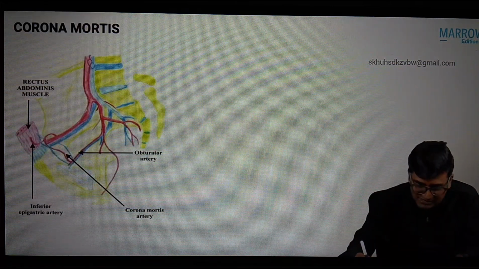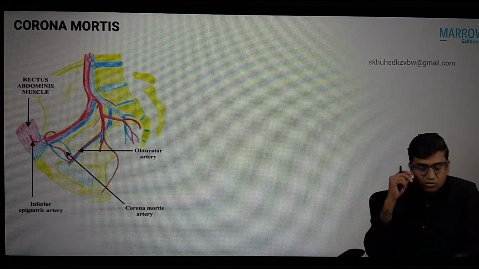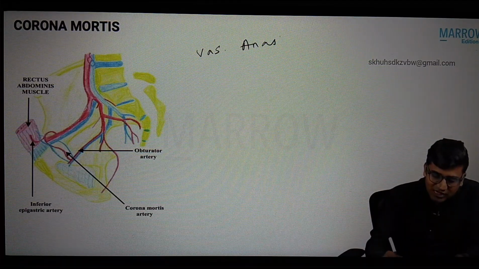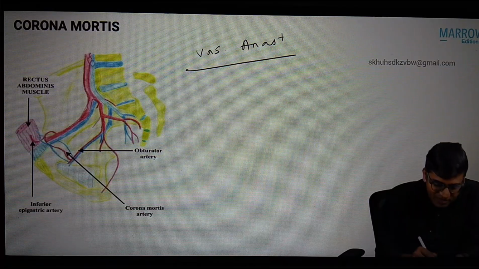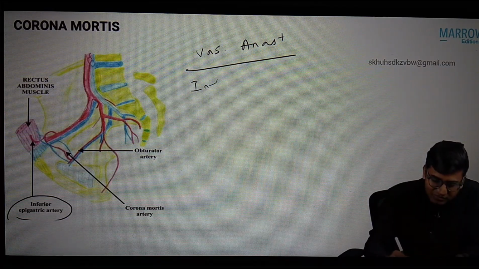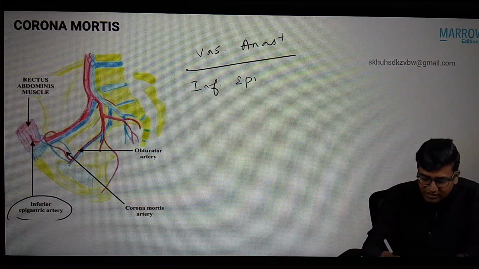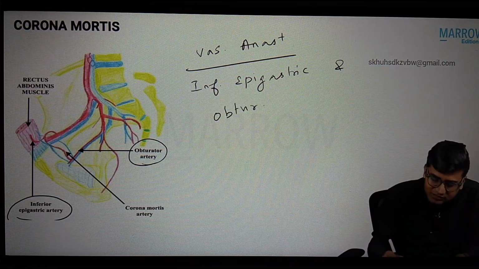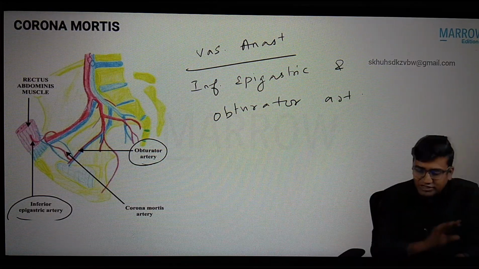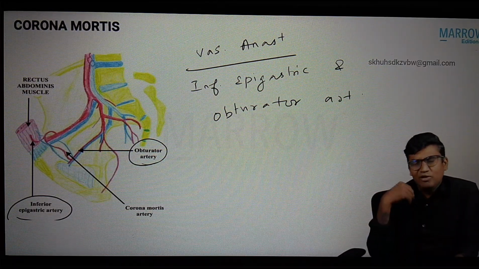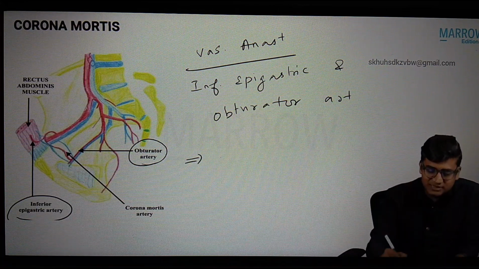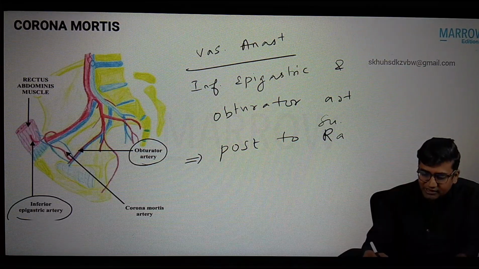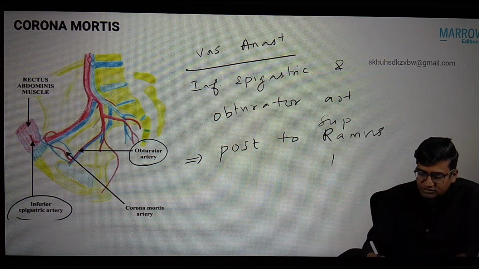Now we have two more applied. That is our corona mortis. Now corona mortis, it is a vascular anastomosis. It is the vascular anastomosis. Between which arteries, sir? Between the inferior epigastric artery and the obturator artery. Now these two arteries anastomose with each other. Now where is the anastomosis? Now this anastomosis is present just posterior to the ramus of pubis, superior ramus of pubis.